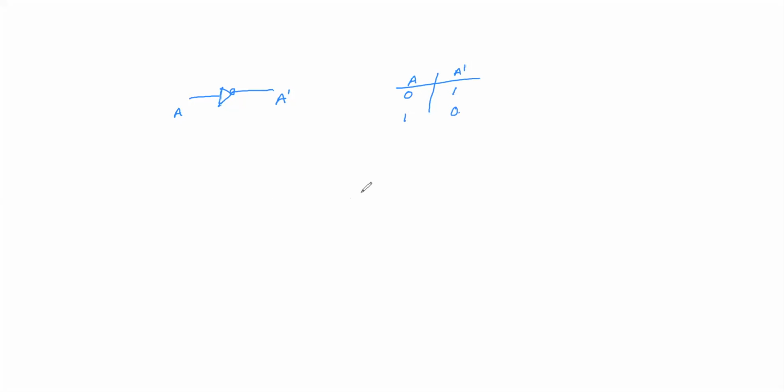So let's see the waveforms. They are like this. It is a continuous one only. The pulses will be 0 1 0 1 and so on, varying like this. So this is your input A. Now the output of the NOT gate: if the input is zero, the output will be one, and if it is one, it will be zero. So it will be reversed.